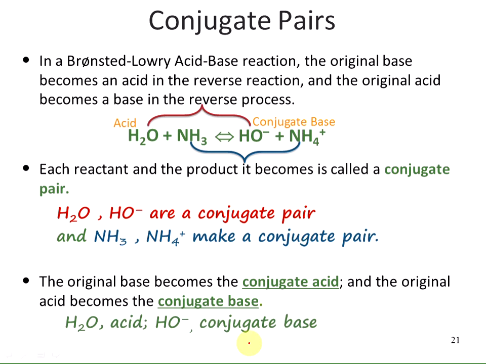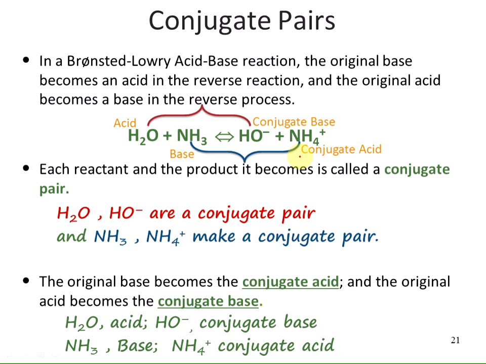So in our example, water is our acid and it's related to its conjugate base, the hydroxide. And vice versa, the ammonia, which is our base, becomes its conjugate acid, the ammonium. So the ammonia is the base and becomes the ammonium conjugate acid.